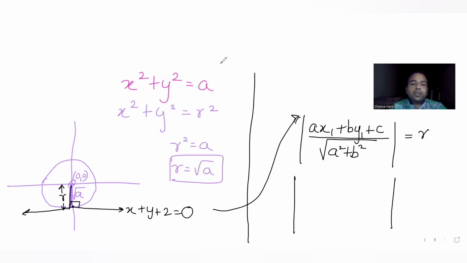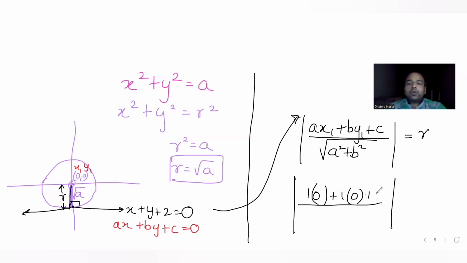If I compare it with the general form ax plus by plus c equal to 0, this is your x1, this is your y1, that is, the coordinates of the origin. So your expression turns out to be: a is 1, b becomes 1, c becomes 2. So you get mod of (1 into 0 plus 1 into 0 plus 2) upon root of a square plus b square, which is 1 square plus 1 square. It is equal to r, which in this case is root a.